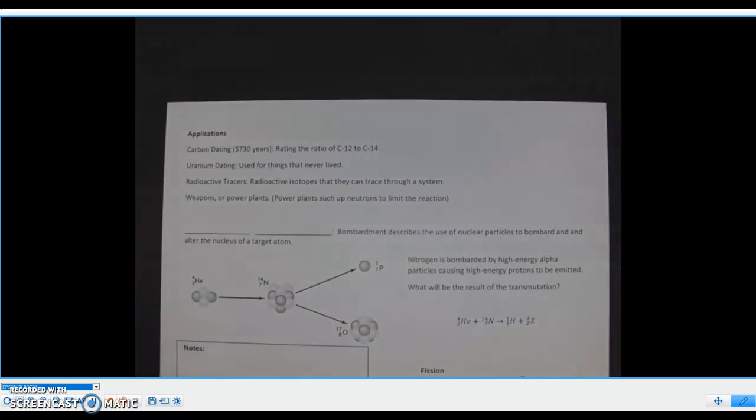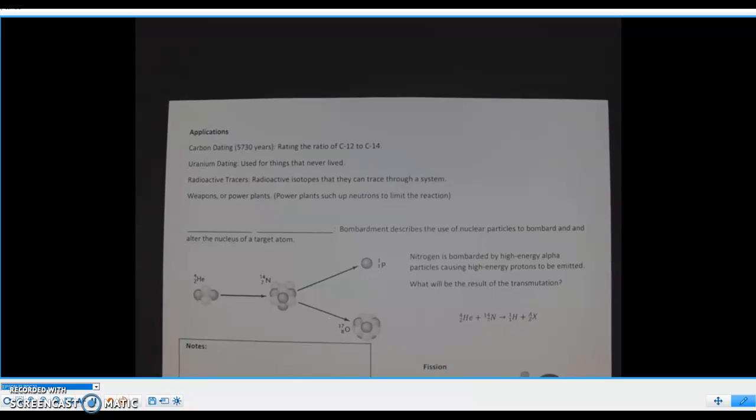Okay, so we see this in carbon dating. If we can see how much of the original radioactive isotope is there, then we can determine how much time has passed, as long as we're aware of the half-life. We've used this in radioactive tracers, stuff like that. Okay.